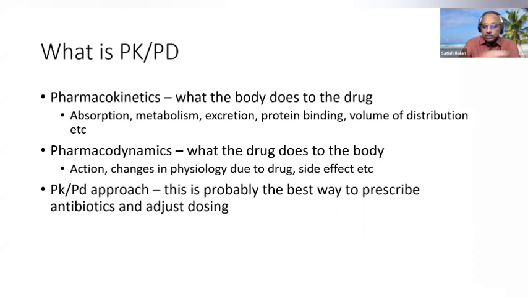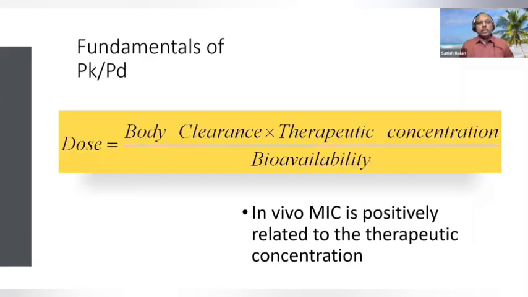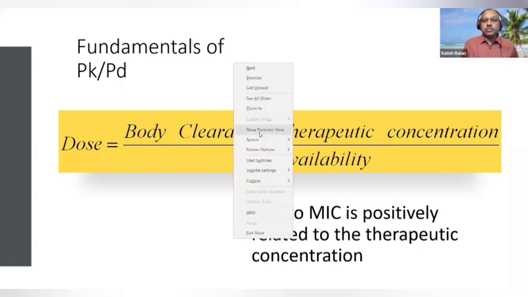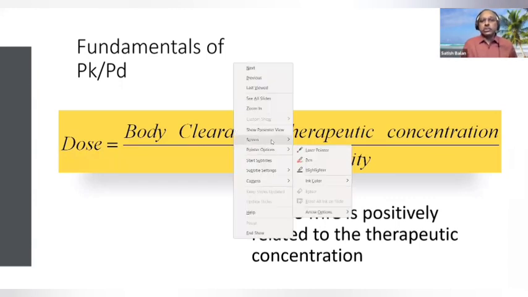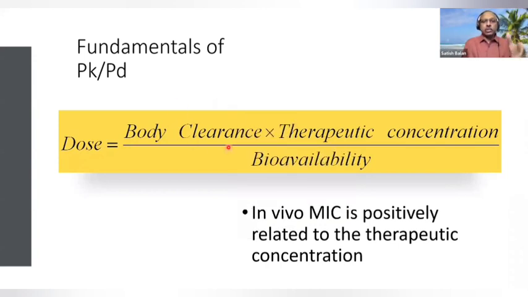For understanding what the PK/PD approach is, we have to go a little bit deeper into the subject. The fundamental theory of PK/PD stands on this equation, where dose is equal to body clearance times therapeutic concentration divided by bioavailability. Body clearance is what determines the actual amount of drug in the body. And you multiply that by therapeutic concentration, you will know exactly how much drug needs to be in the blood in order to produce it.